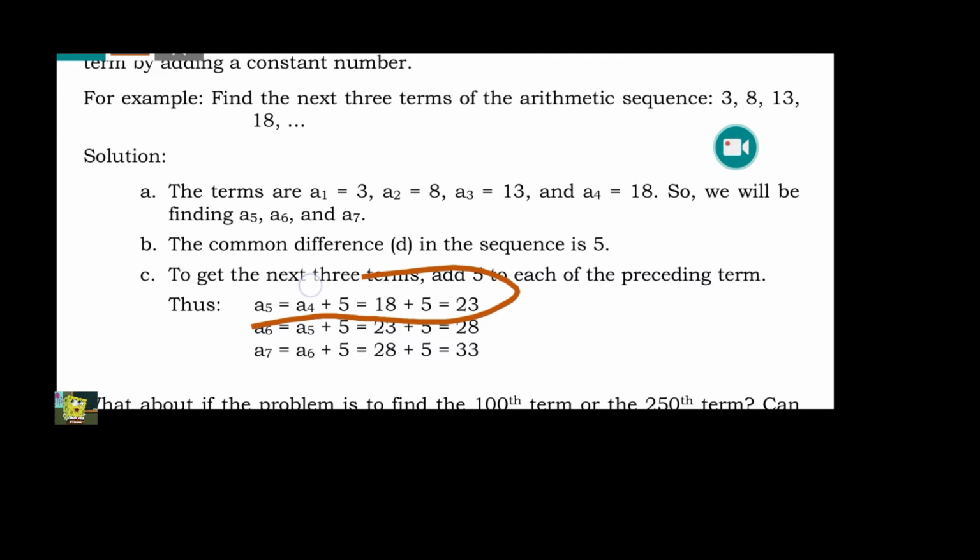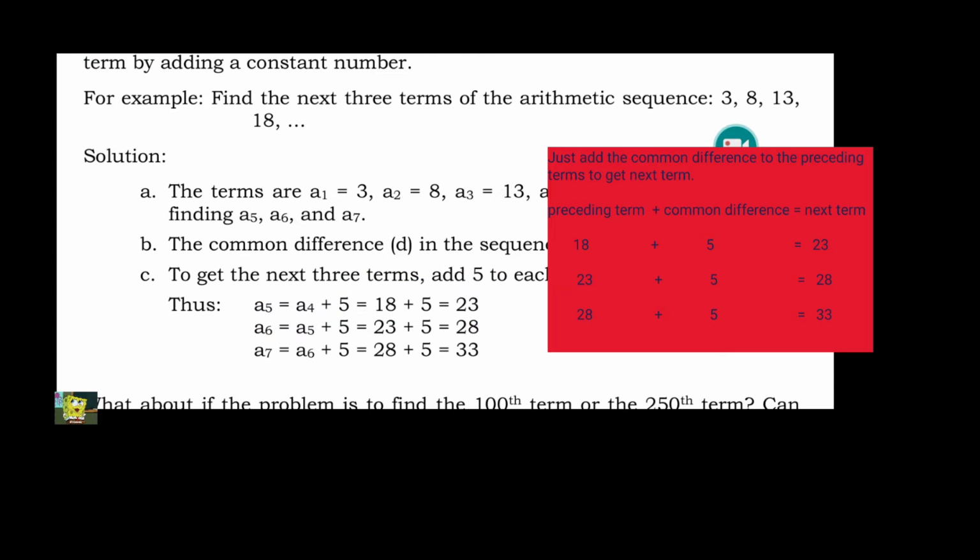Thus, a sub 5 equals a sub 4 plus 5 equals 18 plus 5 equals 23. And a sub 6 equals a sub 5 plus 5 equals 23 plus 5 equals 28. And a sub 7 equals a sub 6 plus 5 equals 28 plus 5 equals 33.